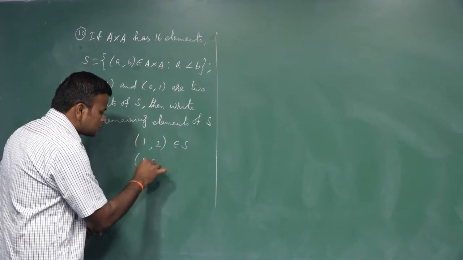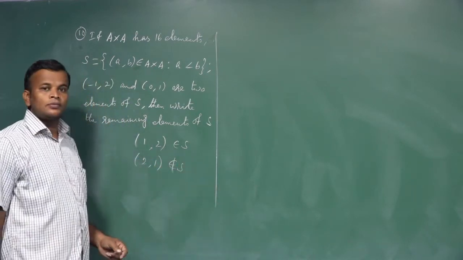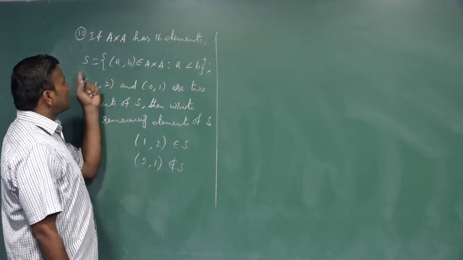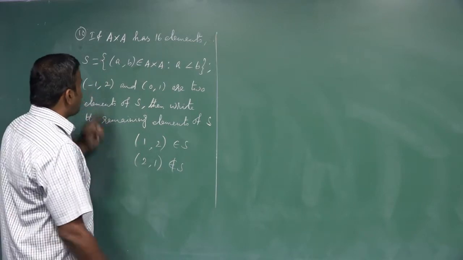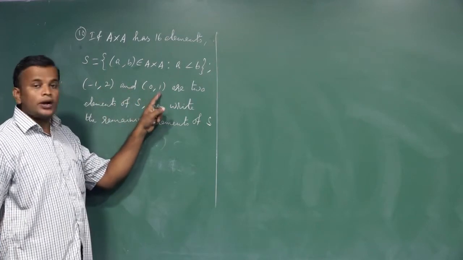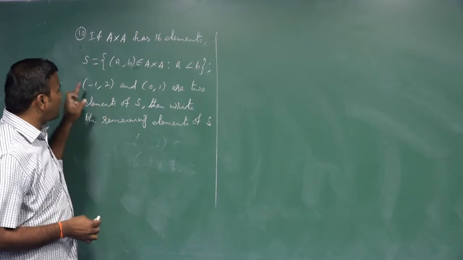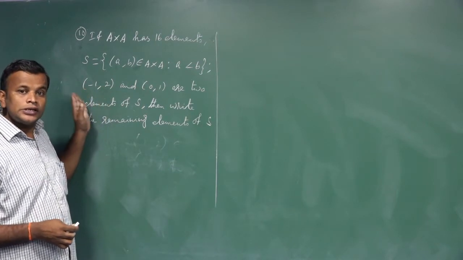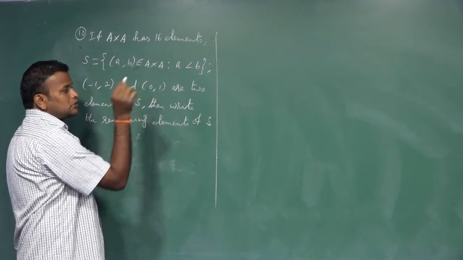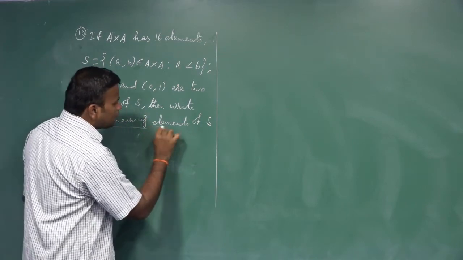Whereas its reverse, 2 comma 1, does not belong to S, because the first element is bigger than the second element. Now to find the values of this S. Also given are 2 ordered pairs, minus 1 comma 2 and 0 comma 1, which are 2 elements of S. You see these 2 elements: in minus 1 comma 2, the first element is less than the second one. In 0 comma 1, the first element is less than the second one. Then our question is, write the remaining elements of S.